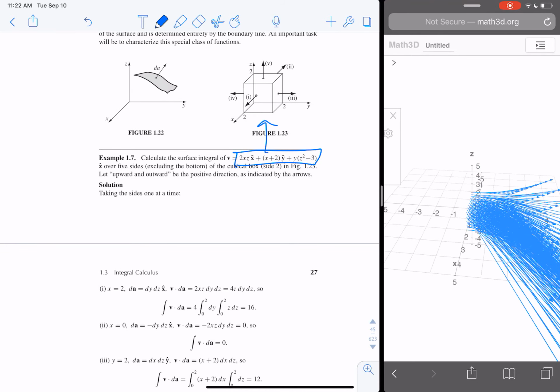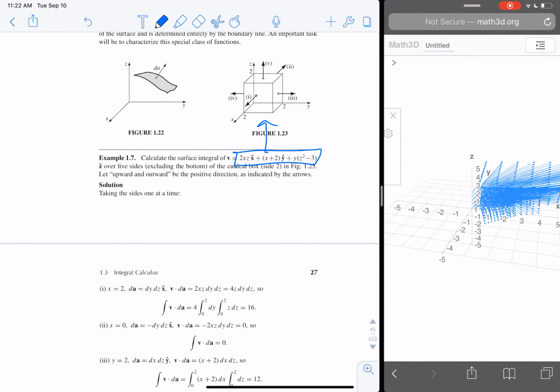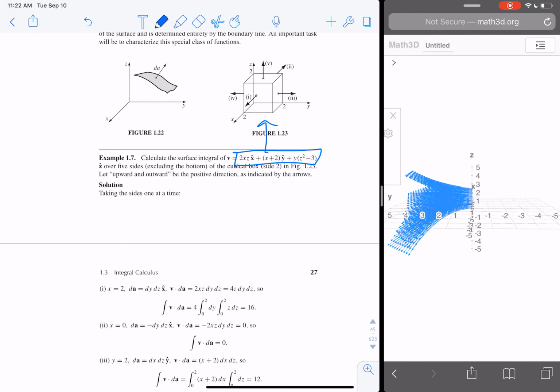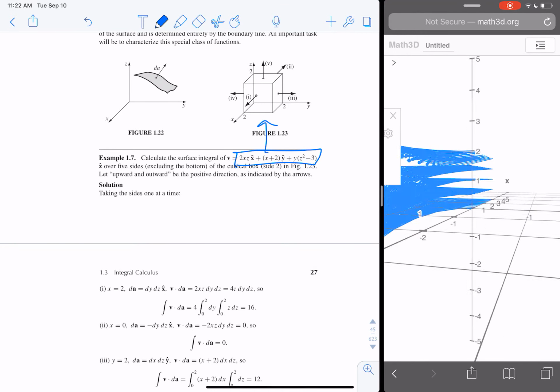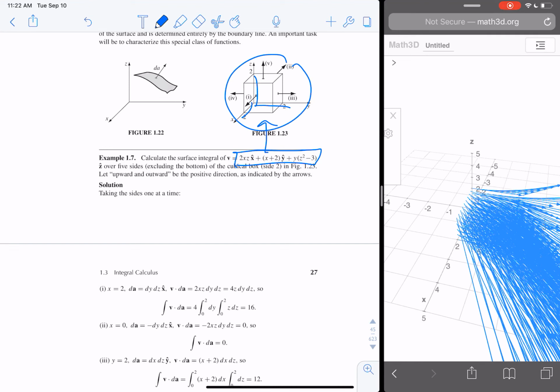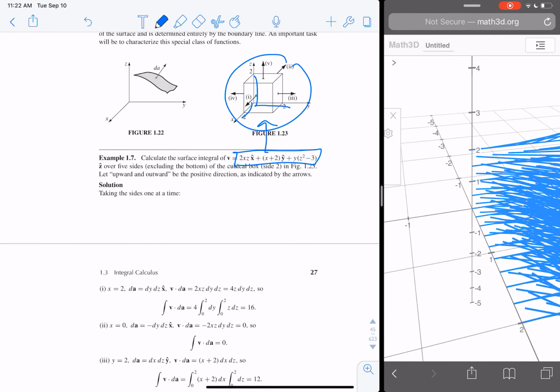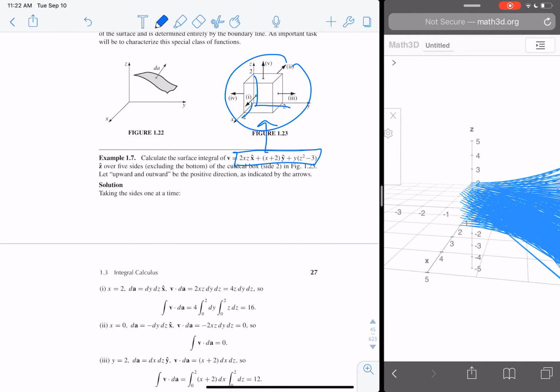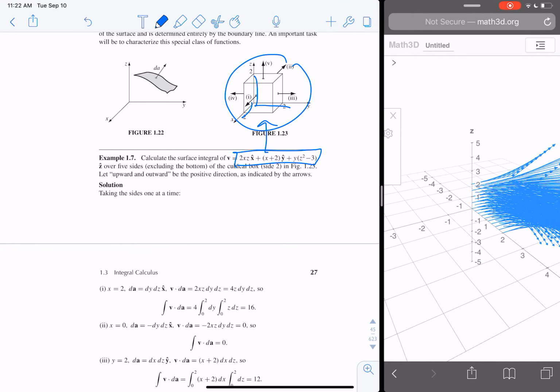Okay, so there's our, look at that, beautiful. Okay, so that is our vector field flowing through this cube 2 by 2 by 2. You guys see that? That corresponds to this cube, and what we're trying to figure out is what is the flow through each side. What is the total flow through each of these surfaces? This face, that face, that face.